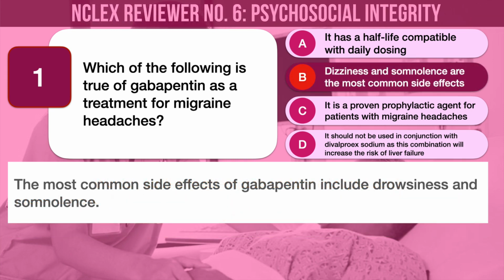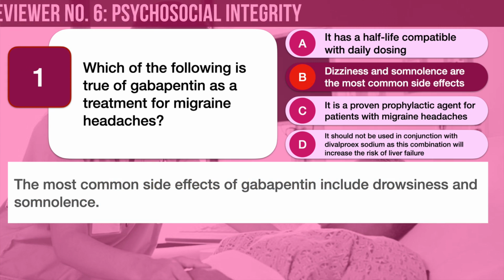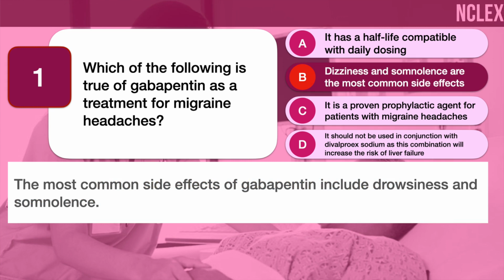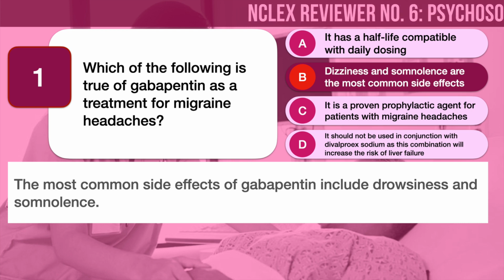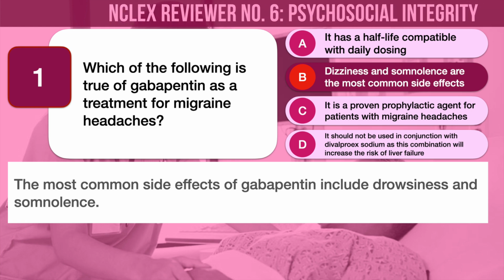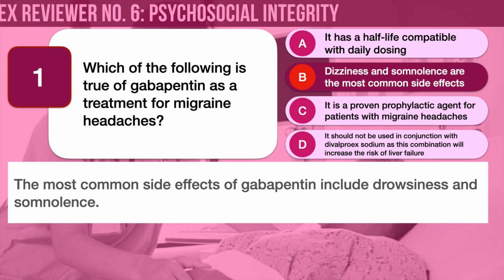The correct answer is B. Dizziness and somnolence are the most common side effects. The half-life of gabapentin is 5 to 7 hours, thus requiring multiple doses per day for full-day coverage. The most common side effects of gabapentin include drowsiness and somnolence. Gabapentin is renally excreted, without any liver metabolism, and hence will not increase the risk of liver failure if used with valproic sodium.